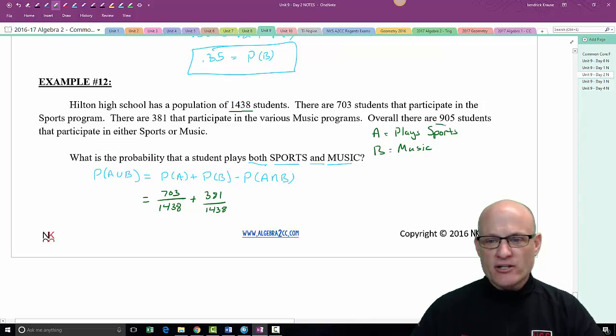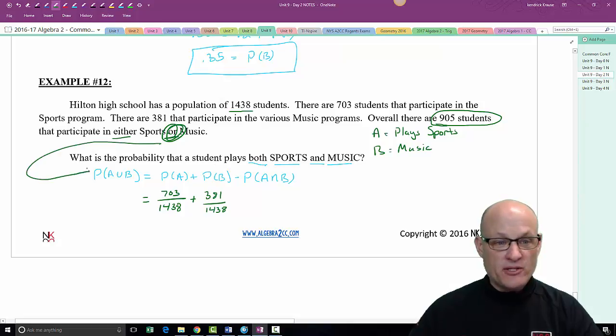There are 905 students that participate in either sports, there's the key word, or music. So that's this or, this 905, the or goes with this piece right here, the or piece. So I know that there are 905 of the 1,438 that play sports or music. So what I don't know is how many play both. Both is and. See the and here? And the and goes with this piece. I don't know this.